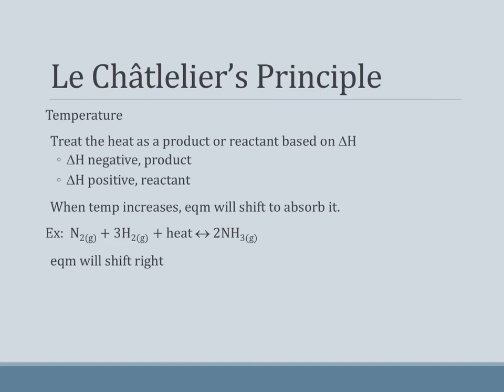If you change the temperature or you have heat involved, you're going to treat heat as a product or a reactant based on the delta H value. So this is a little bit of a review. Remember, if delta H is negative, it was thought of as a product, and if delta H was positive, we had to treat it as a reactant. So that's just telling you which side of the equation you would put the heat.